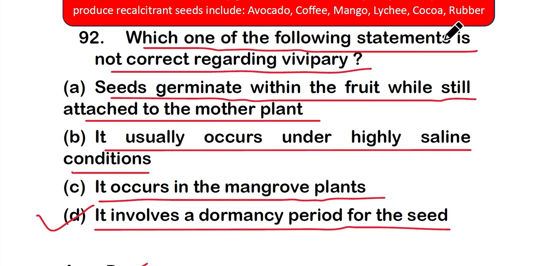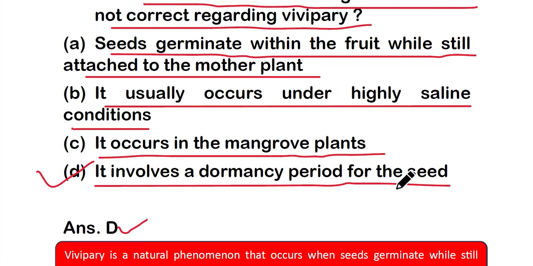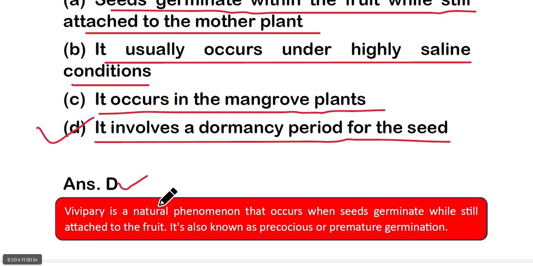So which of the following statements is not correct regarding vivipary? That it involves a dormancy period for the seed is the incorrect statement. Vivipary is a natural phenomenon that occurs when seeds germinate while still attached to the fruit. It is also known as precocious or premature germination.